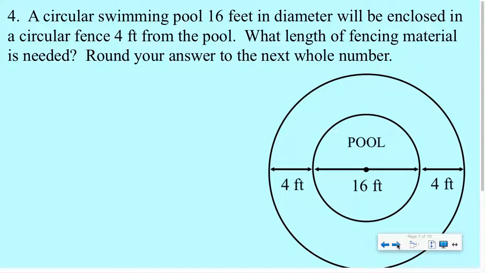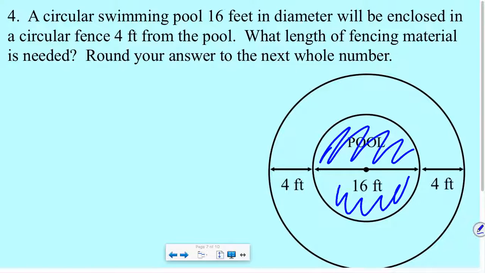Okay, let's apply it here. A circular swimming pool, 16 feet in diameter, is going to be enclosed with a circular fence that's 4 feet from the pool. And I want to know how much fencing material we need to buy. So my inner circle here is our pool. And then 4 feet from the pool, all around it, we're going to build this fence. If I want to know how much fencing I need, do I want to know the circle's area, the stuff on the inside, or the circle's circumference on the outside? Circumference. I want to know the stuff on the outside. The fence is just going on the outside.